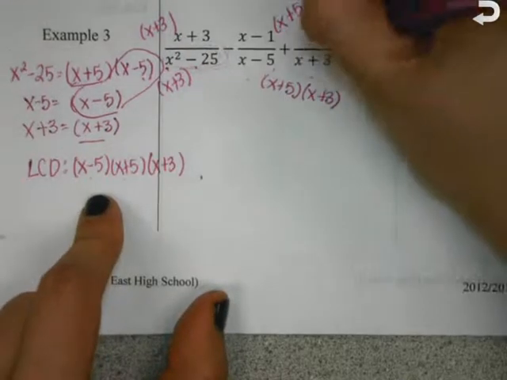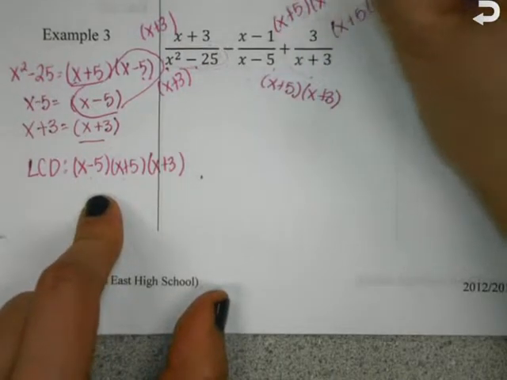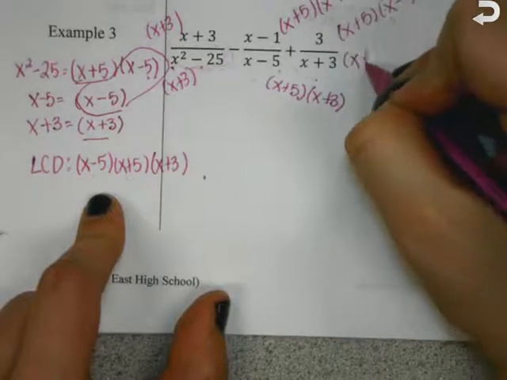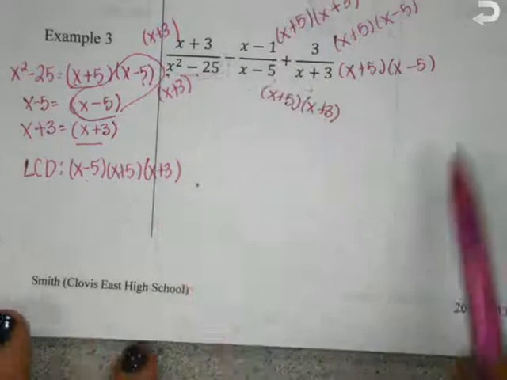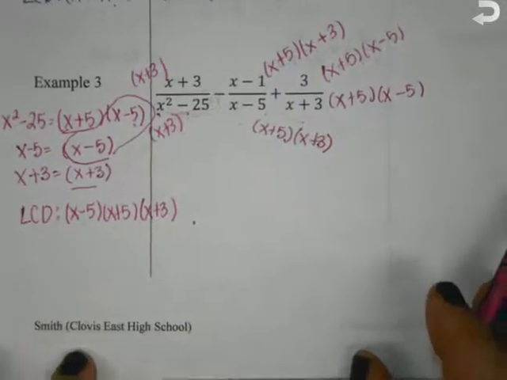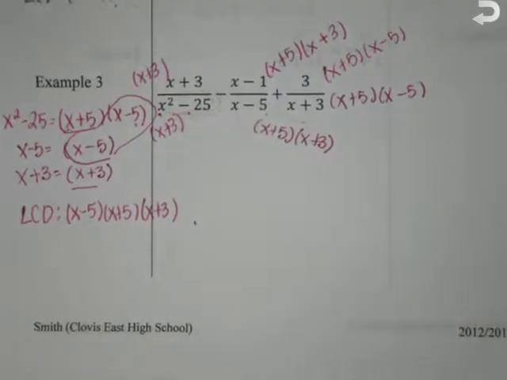Now, this is the hardest part of the entire problem. Everything from here is FOIL, distribute, and combine like terms, which you all know how to do. It's just a matter of patience. Okay? So that's what I want you guys to try while you're doing your homework. Do not give up just because this looks like a lot. I know it's a lot of work, okay? But you can do it.